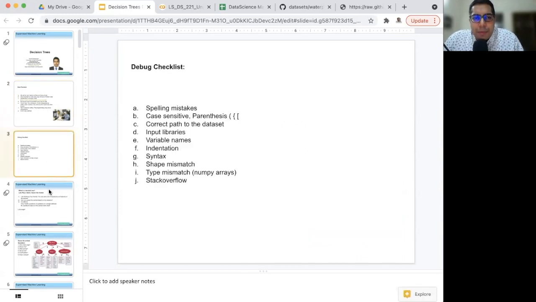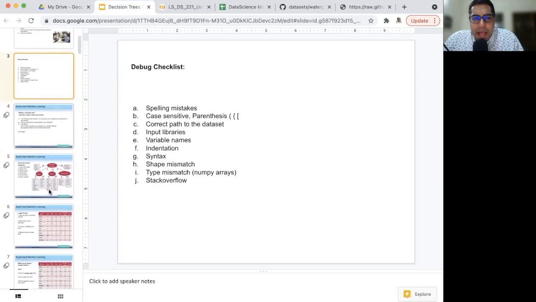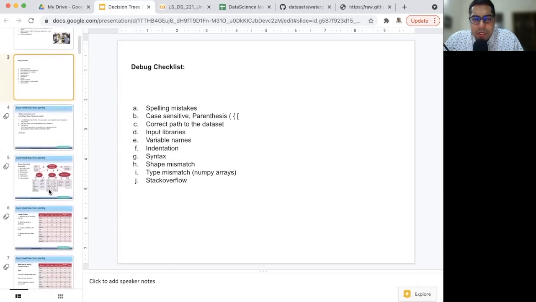So I've written a nice debugging checklist, which I make, and which hopefully even you should be making. So feel free to add this to your own. Most of them are spelling mistakes. Case sensitivity, parentheses, that's like the most usual problem. Correct path to the data set, that's a session, that's in the beginning. Libraries are not called properly, variables, indentation.